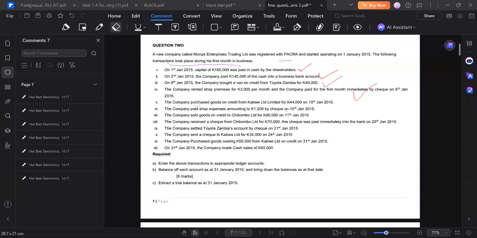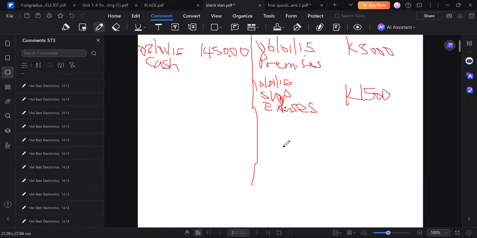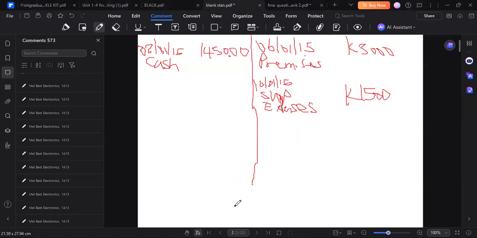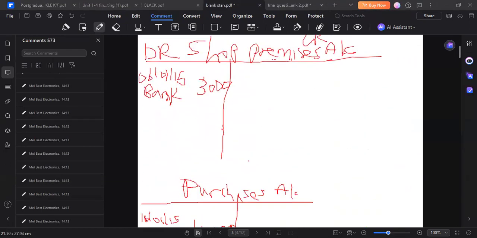Okay, so now that's what happened. Then the company purchased goods from Cargo Limited, that one is already gone. The 1,500 is already gone there. Then we go to the other one. The other one says the company sold goods on credit to Chivombo for 80,000. So it's sales and Chivombo, 80,000 on 11th.